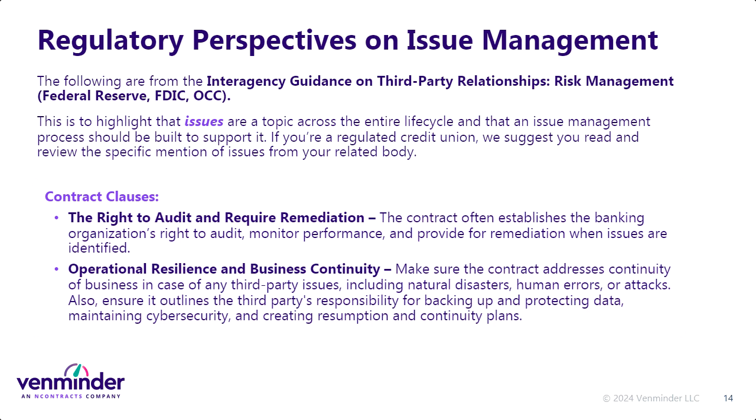Operational resilience and business continuity. Make sure the contract addresses continuity of business in case of any third-party issues, such as natural disasters, human errors, attacks, etc. It also should outline the third party's responsibility for backing up and protecting your data. So again, this is regulatory guidance telling you how to ensure, contractually, that you're obligating your vendor to be prepared for overcoming and resolving issues that might occur with that vendor.